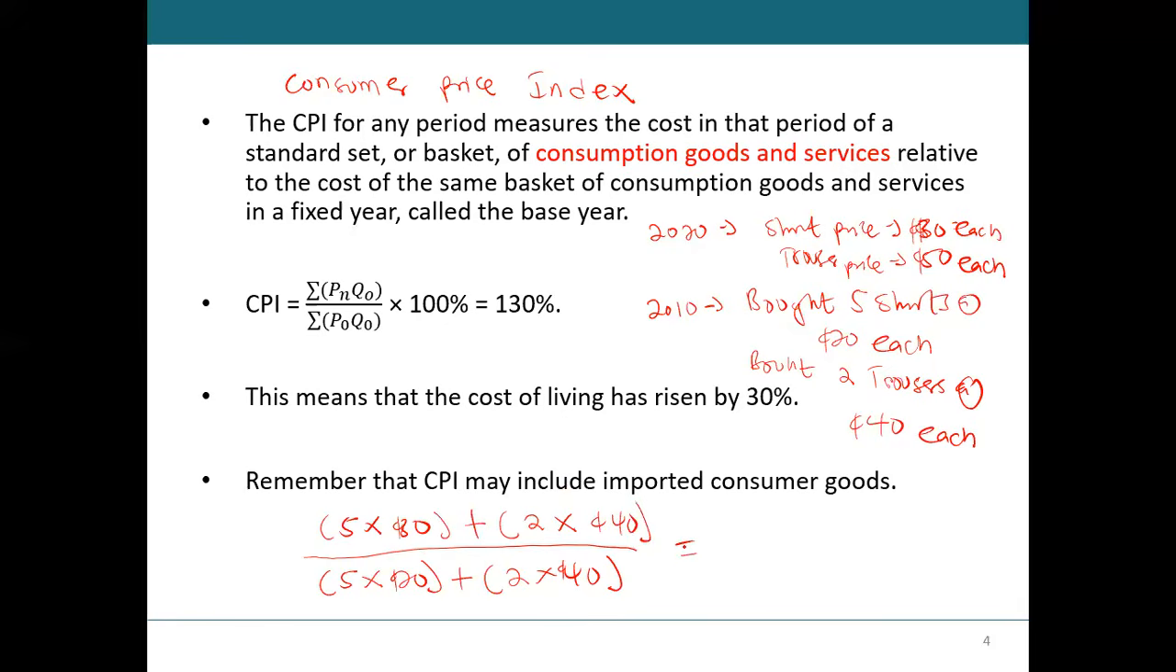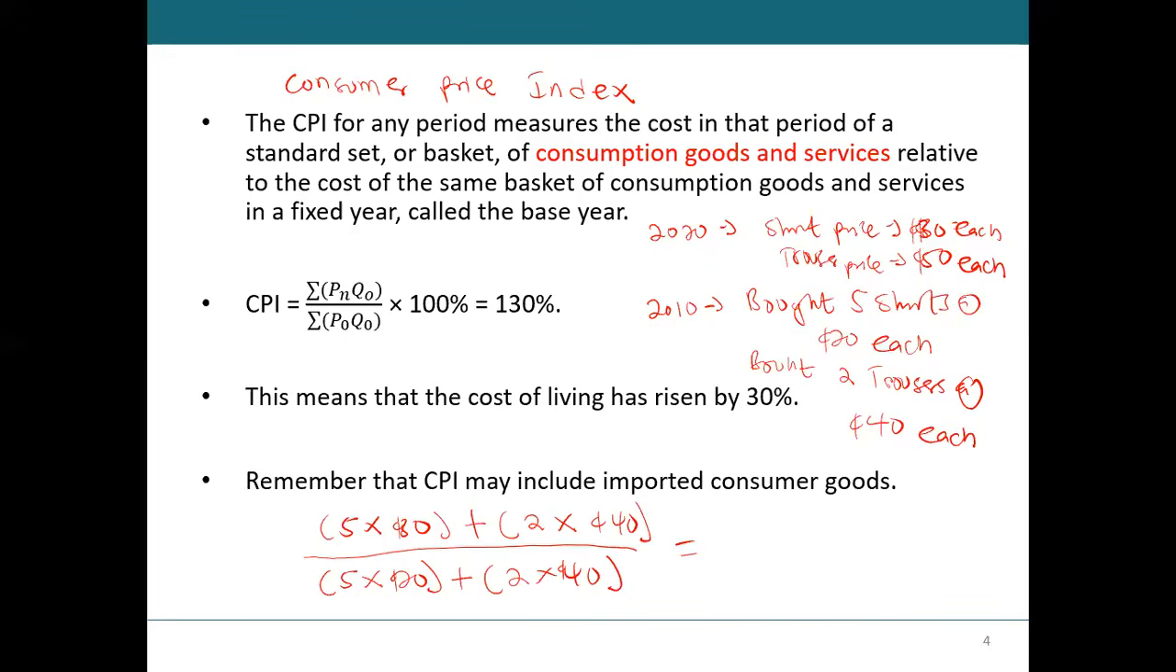Now, what are we trying to do? We are trying to look at, between the 2 years, how your cost of living has changed. Now, this is reasonable because if you want to know how your cost of living has changed, you have to maintain a fixed basket of goods to measure that. When I say you are maintaining a fixed basket of goods, what I simply mean is that we still maintain the 5 shirts and 2 trousers, but now we measure it in terms of the new prices.